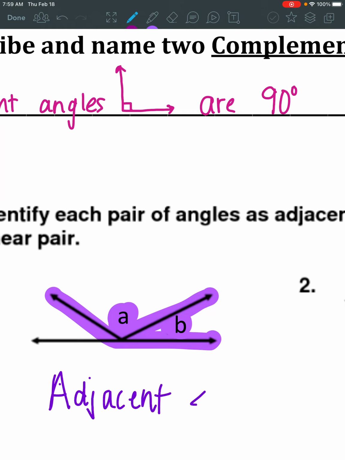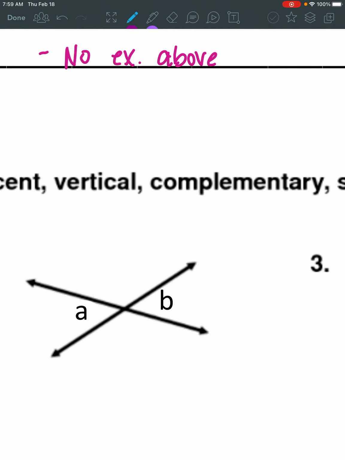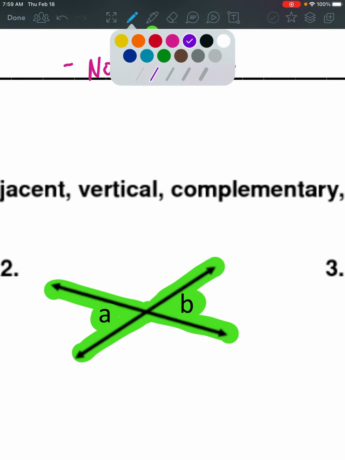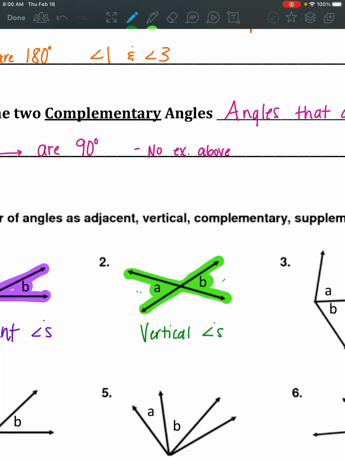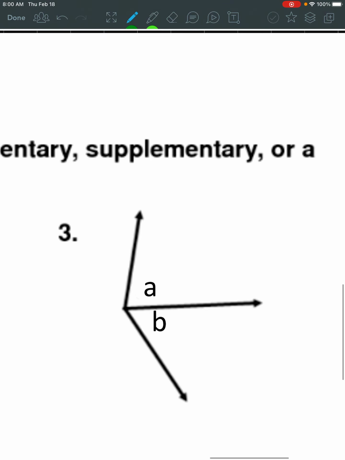Now, the next one, these are two intersecting lines. They are not right next to each other because they don't share a common side. So B's angle is over here, A's angle is over here. They don't share any common side, but they are directly across from each other. So directly across is what we call vertical angles. And we know that those are congruent. So if I told you A was 40 degrees, well then you knew that B was 40 degrees as well.